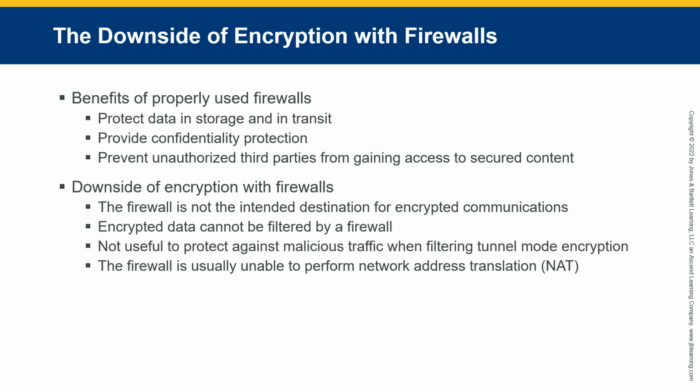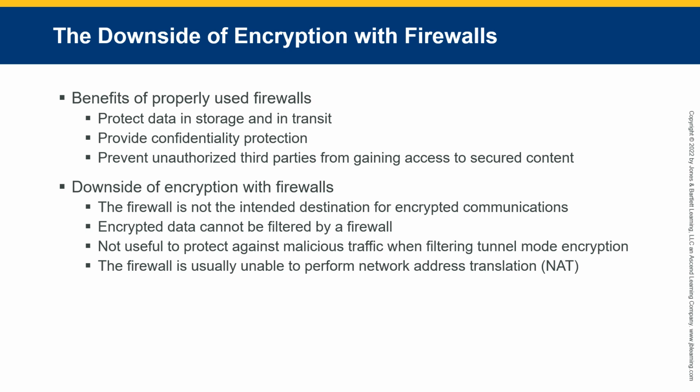All right, so the downside of using encryption with firewalls. Benefits of properly used encryption: it protects data in storage and in transit. So data at rest, or data in storage, encryption does that. It provides confidentiality, so anything that's encrypted is not able to be read. And it prevents unauthorized third parties from snooping and looking at secured content, whether they look for it in a network trace or they connect into a system and find the files are encrypted, they still can't get to it.